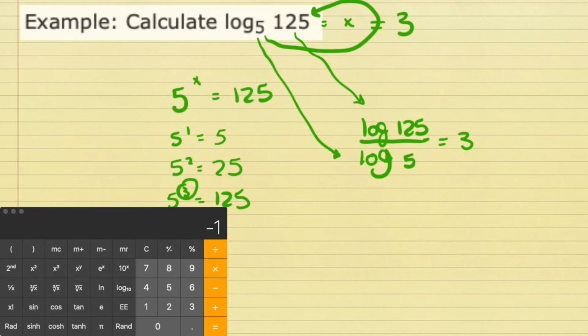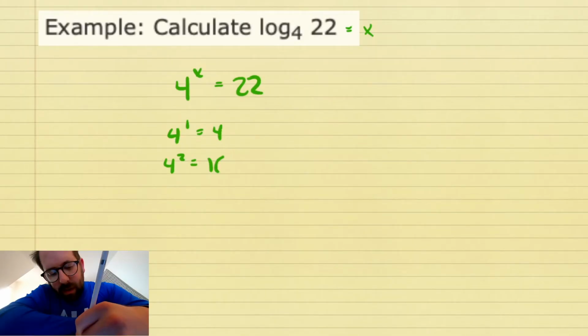4 to the first power is 4. 4 to the second power is 16. 4 to the third power is 64. That's 4 times 4 times 4. So it's in between 2 and 3 again. Some weird decimal in between there. But again, how do I type this in?